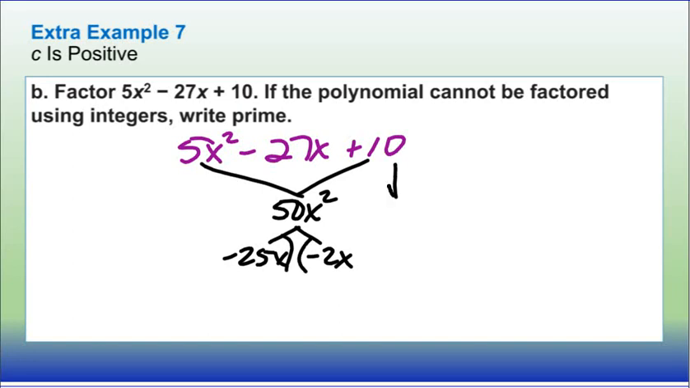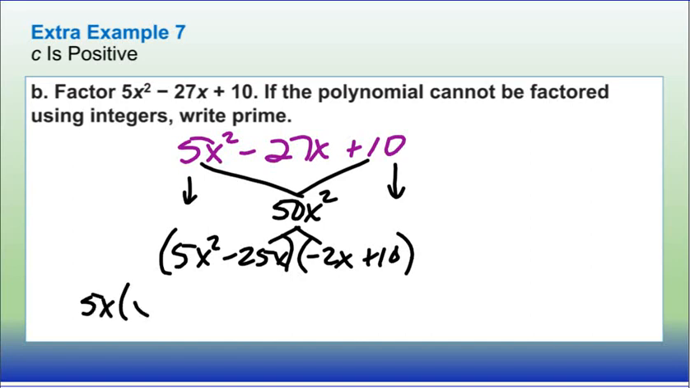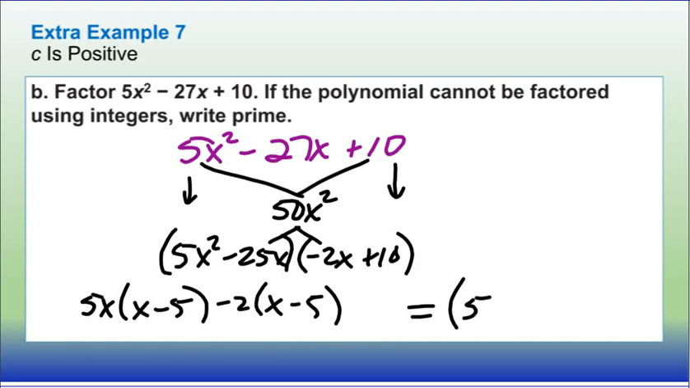So then if I bring down the sides, I now have 5x squared minus 25x, and negative 2x plus 10. Factor out a 5x here, that leaves me with x minus 5. Factor out a negative 2 here, and that leaves me with x minus 5. So our answer would be 5x minus 2 times x minus 5. And that is our lesson on factoring quadratic trinomials.